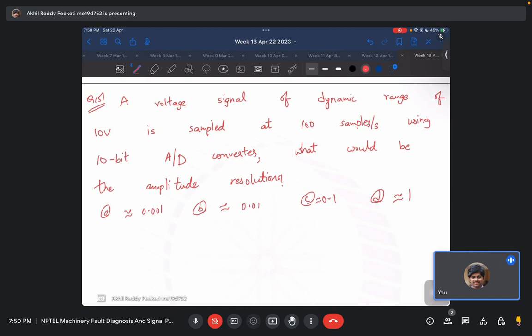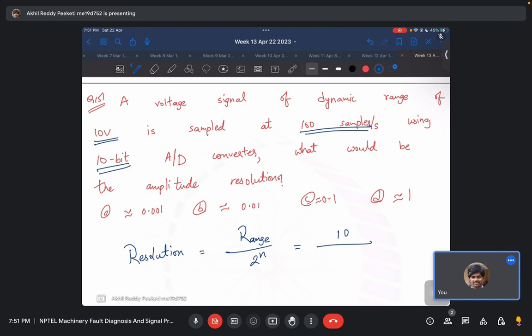So a voltage signal of dynamic range of 10 volts is sampled at 100 samples per second using a 10-bit analog to digital converter. What would be the amplitude resolution? So what is the formula for the resolution? Range by 2 power n, right? So what is the range here? It's 10 volts given, and the storage n is 10, so 2 power 10.